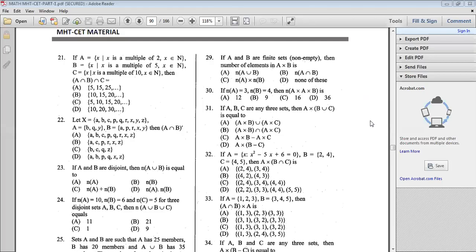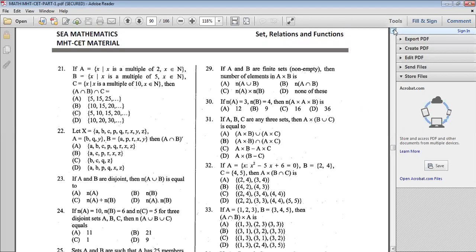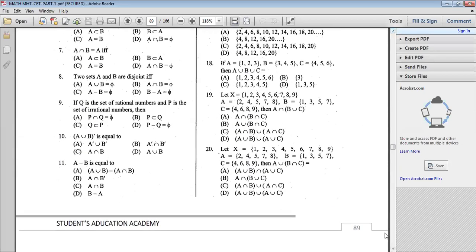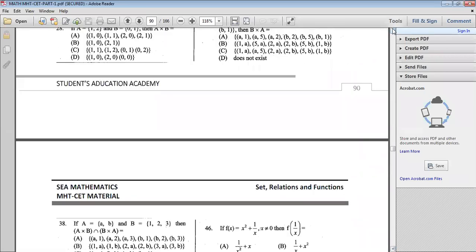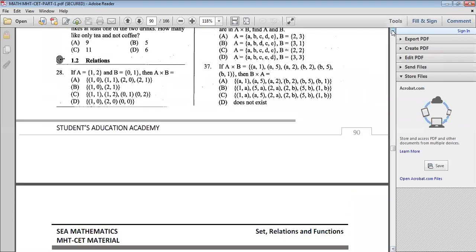Let's observe this problem, number 28 from the relations, where set A is given as 1, 2 and set B is given as 0, 1. Tell me, what is A cross B? Option A. Good: (1,0), (1,1), (2,0), (2,1). So option A is correct.